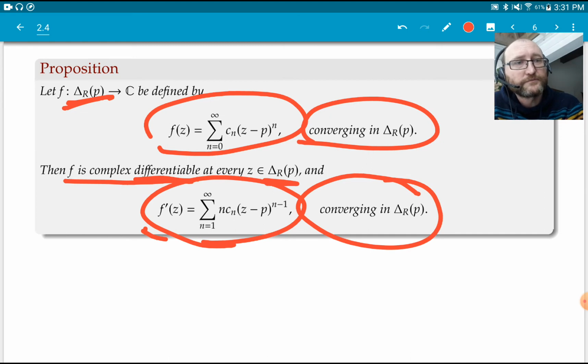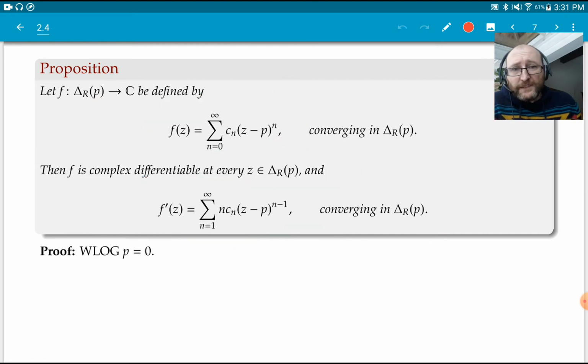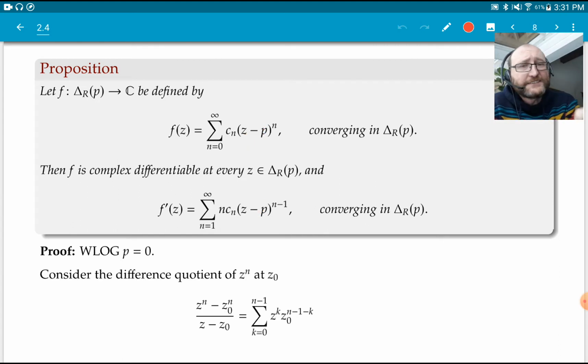So let's prove this. Without loss of generality, let's assume that P is 0, just so that we don't have this P there, to make things simpler. Let's try to differentiate this single term. Really, we just need to differentiate z to the n. Remember, we made P to be 0, and we're doing it at some point z naught.